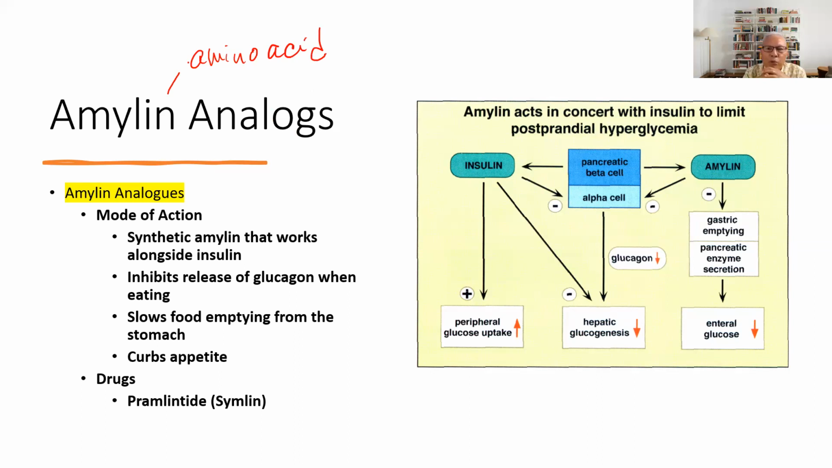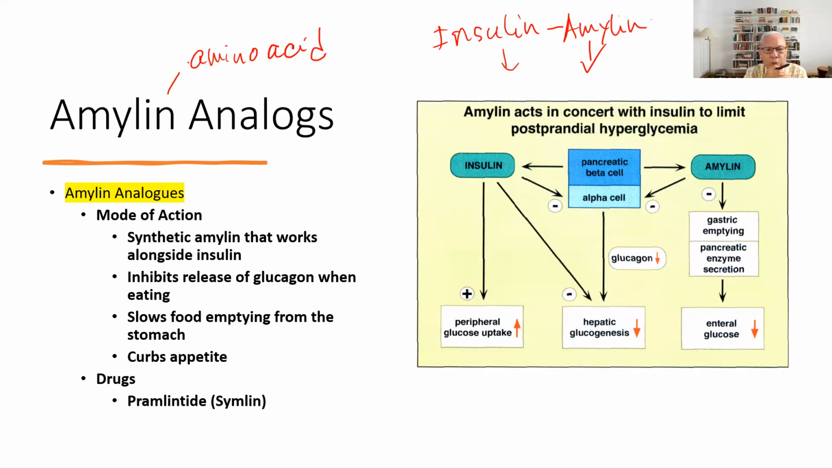And this is a hormone that's produced by the pancreas, and actually it's released at the same time as insulin. So when insulin is released, amylin is also released by the pancreas. So these two are released together, but amylin is released in smaller quantities in comparison to insulin.